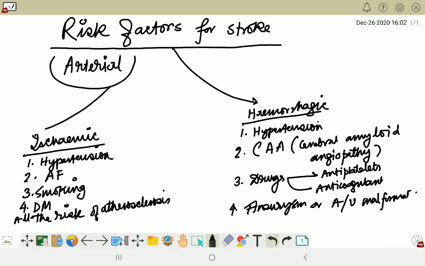When it comes to hemorrhagic stroke, hypertension, cerebral amyloid angiopathy, antiplatelet and anticoagulation drugs, and aneurysm and AV malformation are important. For venous stroke, the risk factors are quite different, but just to tell briefly, the most common risk factors for venous stroke are, for example, pregnancy, puerperium, congenital or inherited coagulation disorder, and cancer. These are the most common risk factors for venous stroke.